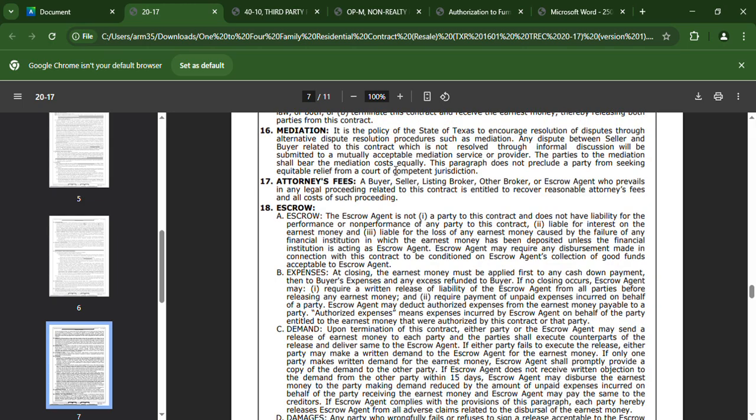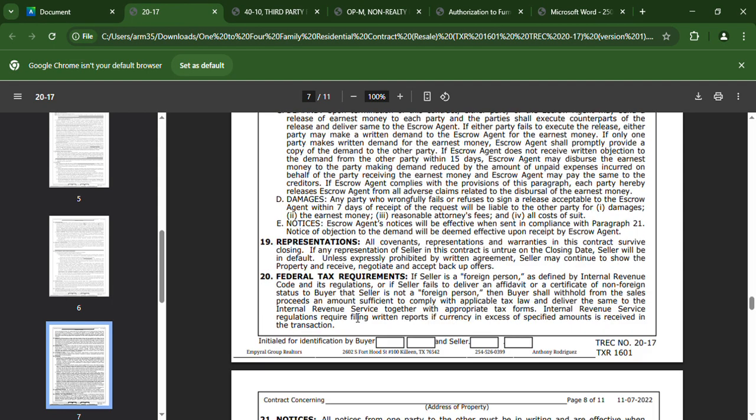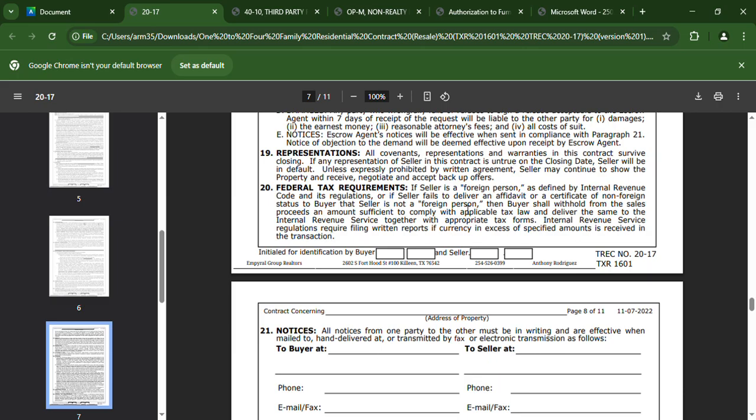Defaulting, mediation, attorney fees, buyer, seller. If you get an attorney, they've got to get paid. Escrow, how that will go, what the requirements for that are. Representations: that all covenants, representations, warranties, and the contract survive closing. Federal tax requirements, the government wants their money. Initials will go here and here.